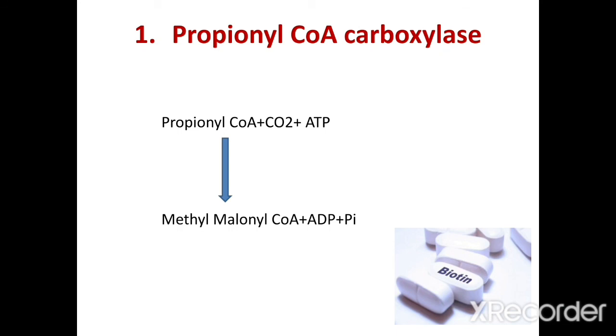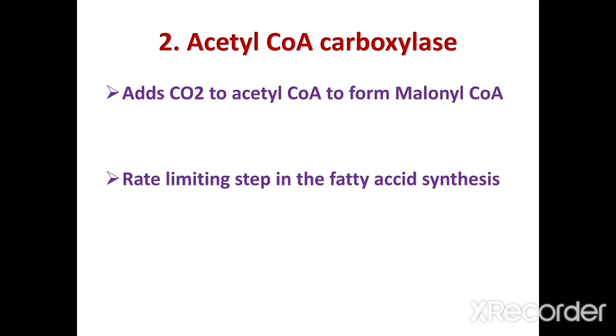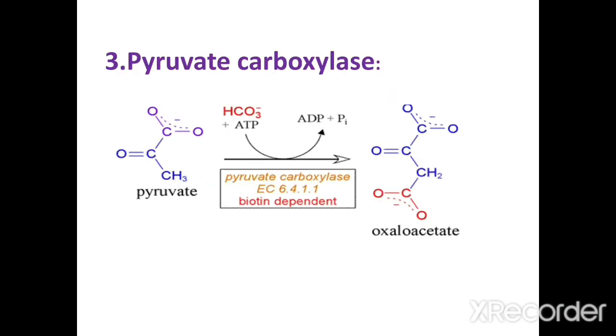So the examples for biotin dependent carboxylation are, one is propionyl coenzyme A carboxylase, which converts propionyl coenzyme A to methylmalonyl coenzyme A. Another example is acetyl CoA carboxylase. This acetyl CoA carboxylase will add carbon dioxide to acetyl CoA to form malonyl coenzyme A. And this is the rate limiting step in the fatty acid synthesis. Third example is pyruvate carboxylase. Pyruvate carboxylase converts pyruvate into oxaloacetate.